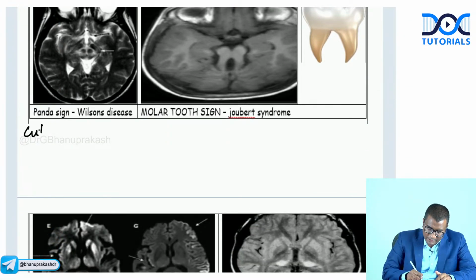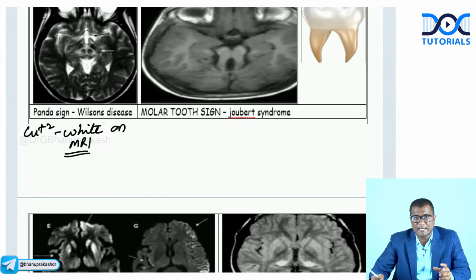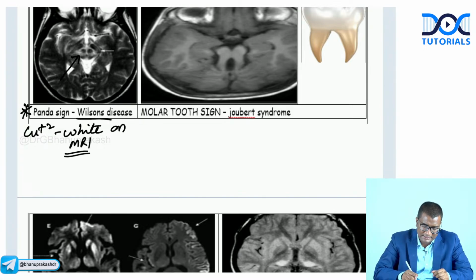Remember, copper is white on MRI. I told you iron is dark on MRI, copper is white on MRI. Iron is dark on MRI. Iron in the liver, black spleen, black vertebra, right? So think of iron deposition, iron overload. Whereas copper is white. So when you have copper deposition in the midbrain, right, sparing the red nucleus. Except on the red nucleus, rest of the midbrain will have copper, and that gives the appearance of a panda sign. So panda sign is seen in Wilson's disease.